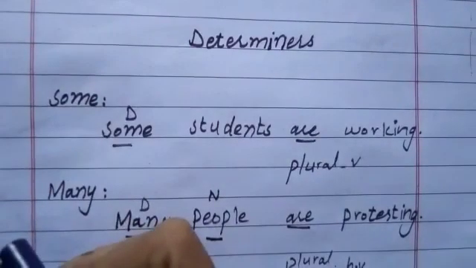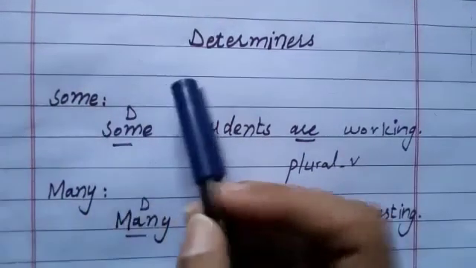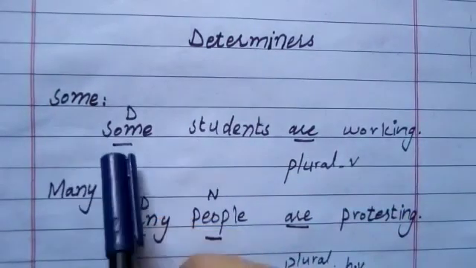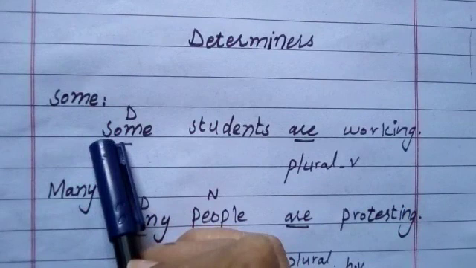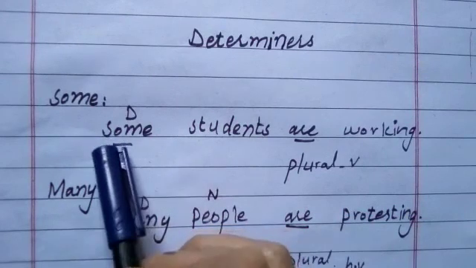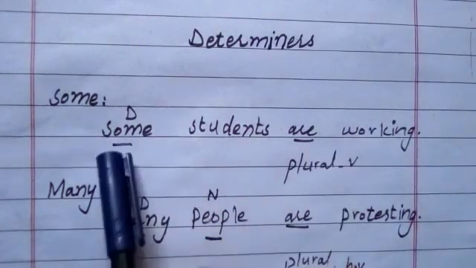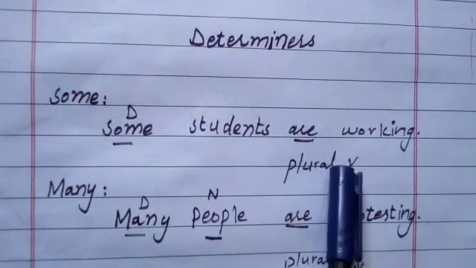Now 6th class, here I have some examples to make you understand in a proper way. We will discuss the determiners in detail. Our first determiner is some. Some we can use in the negative or the positive sense when some people are working in a sentence. We use the some determiner, like some students are working, and some determiner carries the plural verb with it.